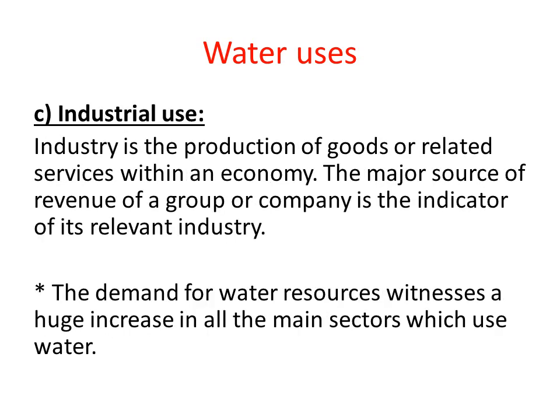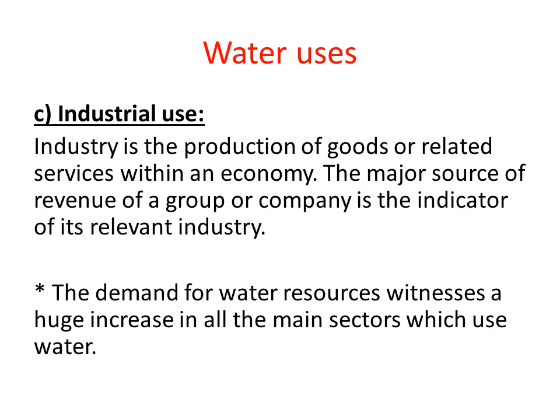We have also industrial use. The major source of revenue of a group or company is an indicator of its relevant industry. So, the demand for water resources witnessed a huge increase in all the main sectors which use water. So, we have a problem. We have water scarcity because water demand increases while water supply is unchanged or even decreased due to climate change. Again, the problem of water scarcity is that water demand is greater than water supply.